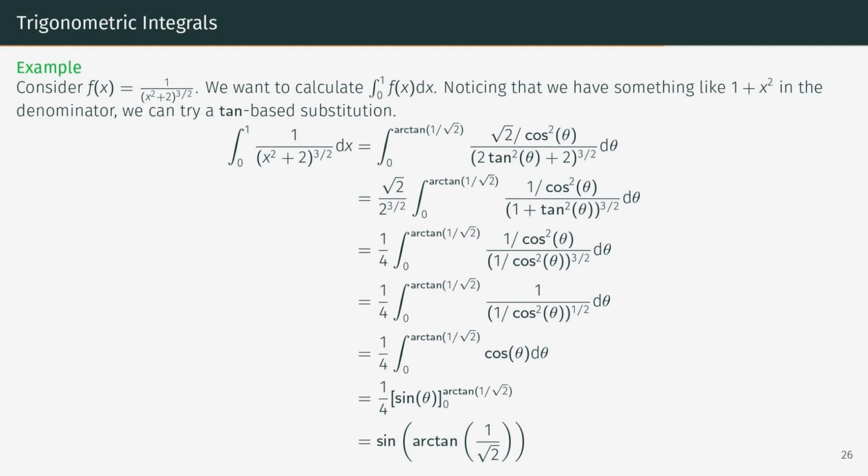Solving this integral gives 1 over 4 times the sine of theta from 0 to the arctangent of 1 over the square root of 2. And solving the boundaries of integration gives us the answer, which is 1 over 4 times the sine of the arctangent of 1 over the square root of 2.